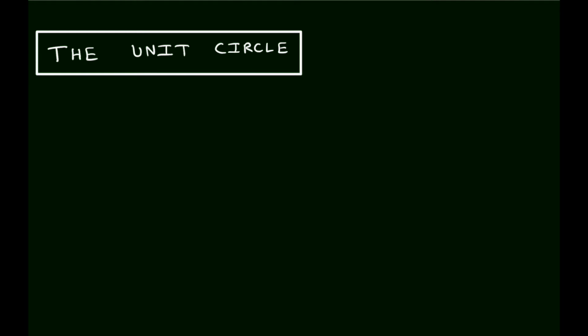In this video, we are going to talk about the unit circle. So let us first understand the basics of the unit circle. The unit circle, as the name suggests, is the circle that has a radius of 1 unit. The radius of the unit circle is 1 unit, and the center of the unit circle is at the origin, which means at the point 0, 0. So this is the definition of the unit circle.